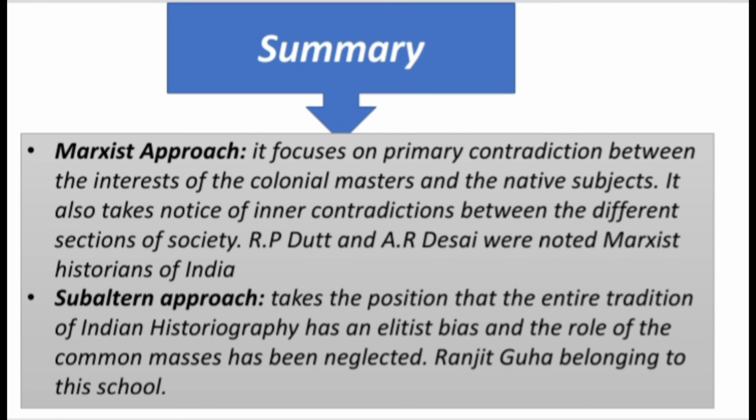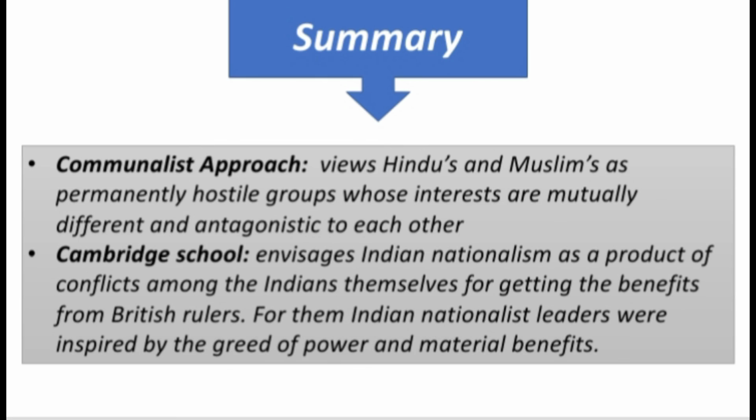The subaltern approach takes the position that the entire tradition of Indian historiography has an elitist base and the role of common masses has been neglected. Ranajit Guha belongs to this school. The communalist approach views Hindus and Muslims as permanently hostile groups whose interests are mutually different and antagonistic to each other. The Cambridge School envisages Indian nationalism as a product of conflicts among the Indians themselves for getting the benefits from British rulers. For them, Indian nationalist leaders were inspired by the greed of power and material benefits.